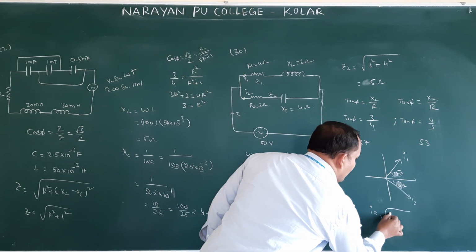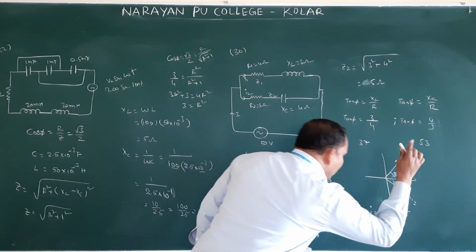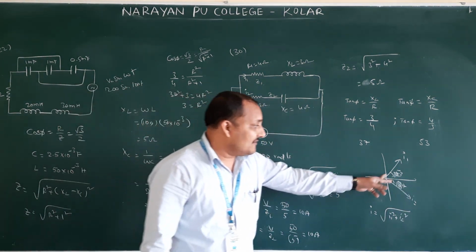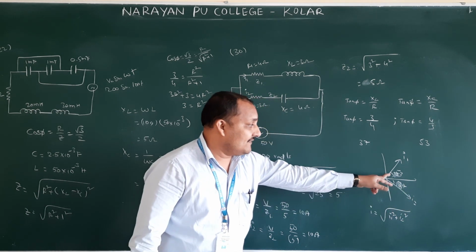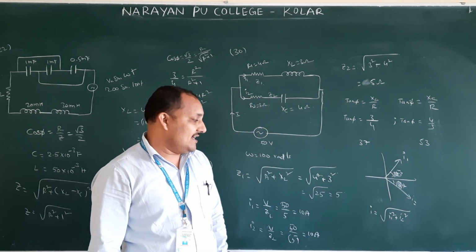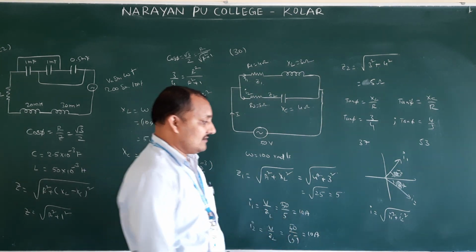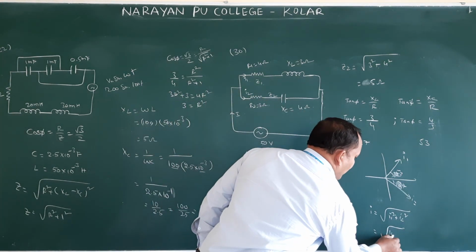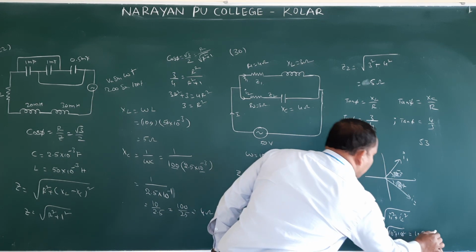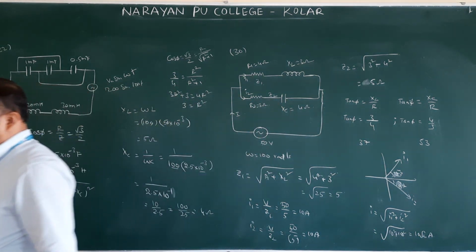90 degrees means what is the resultant current? I is equal to root of I1 square plus I2 square. Why are we writing that equation? Because the angle between these two is 90 degrees. 53 plus 37 is 90, therefore 2 I1 I2 cos 90 is 0. So I1 square plus I2 square, 10 square plus 10 square, that is nothing but 10 root 2 amperes.